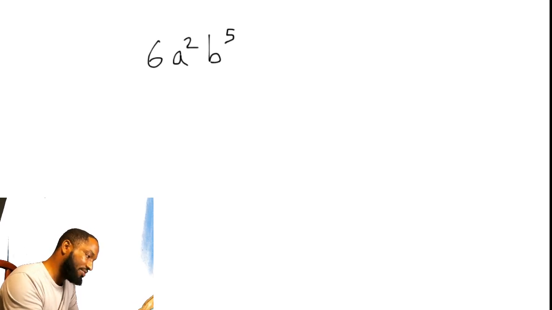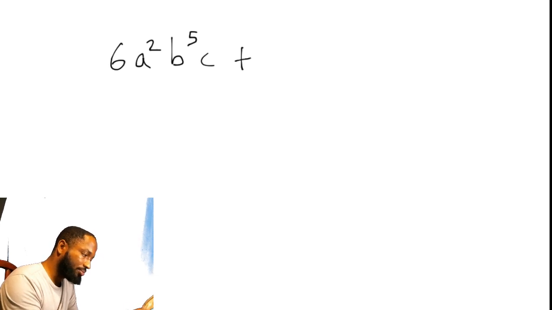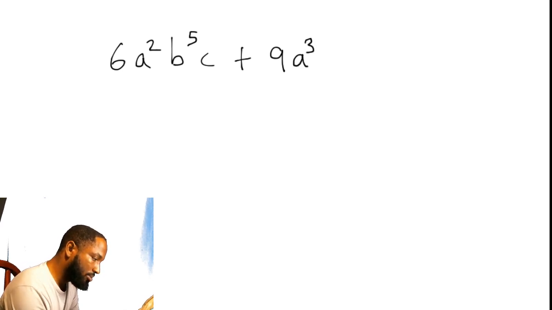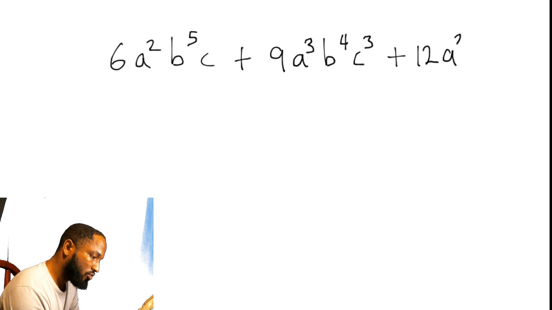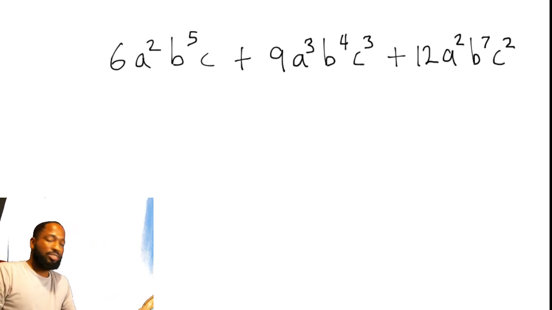So here's our next one for the team. Let's see what's happening. 6a squared b to the 5 c, plus 9a cubed b to the 4 c cubed, plus 12a squared b to the power 7 and c squared. So see if you can factorize this one.